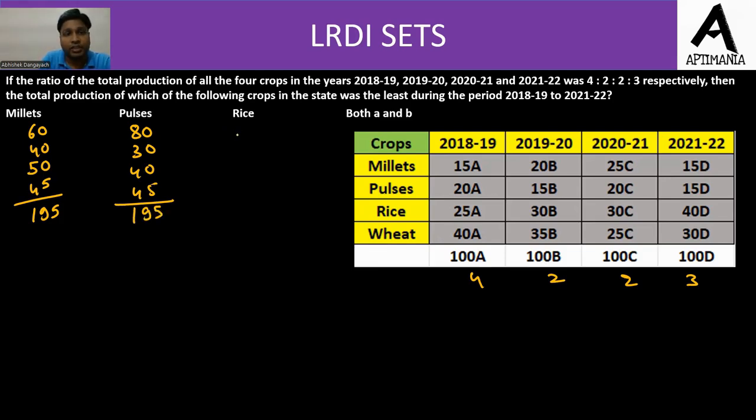Now rice is 25A. 25 into 4 is 100. 30B is 60. 30C is 60 again. 40D, into 3, is 120. This is way more than these two values. So the answer is both A and B. These two values are the same, right?